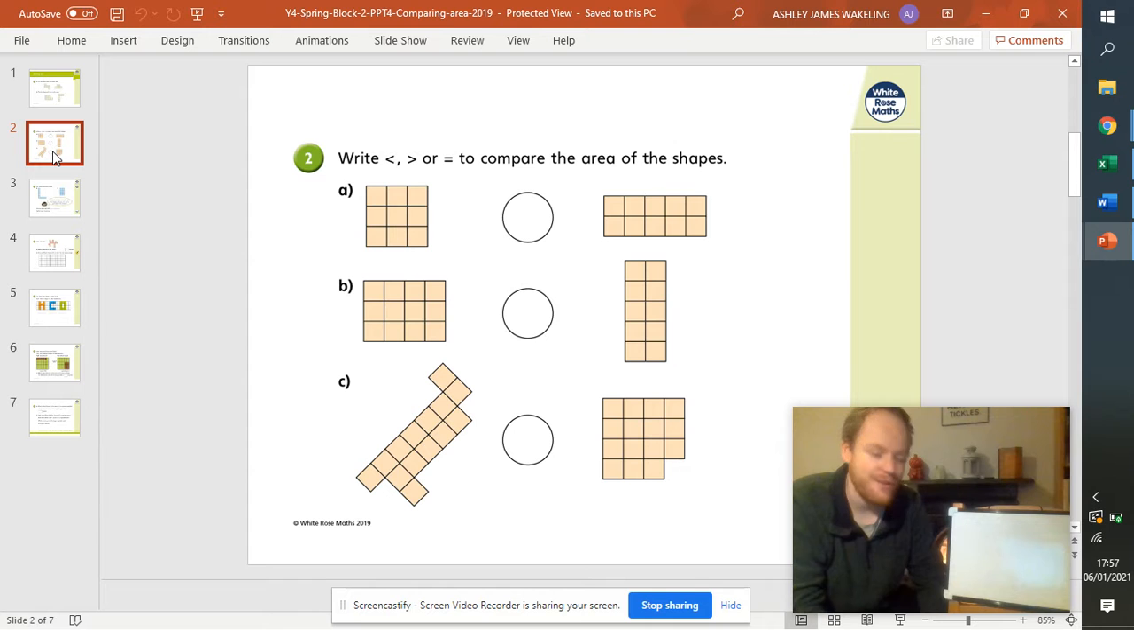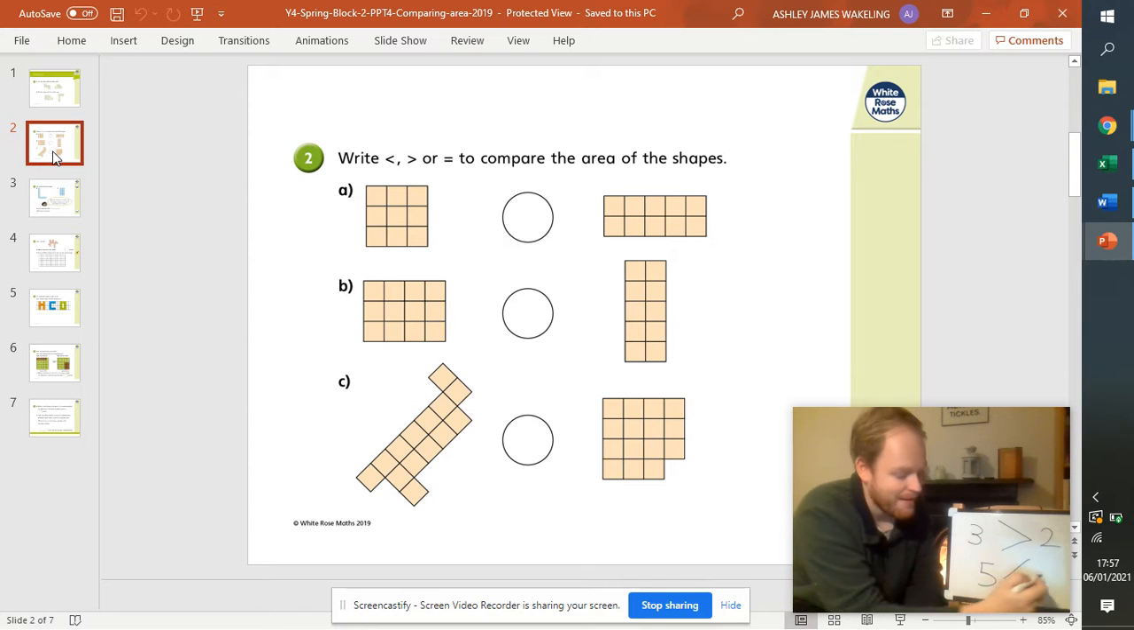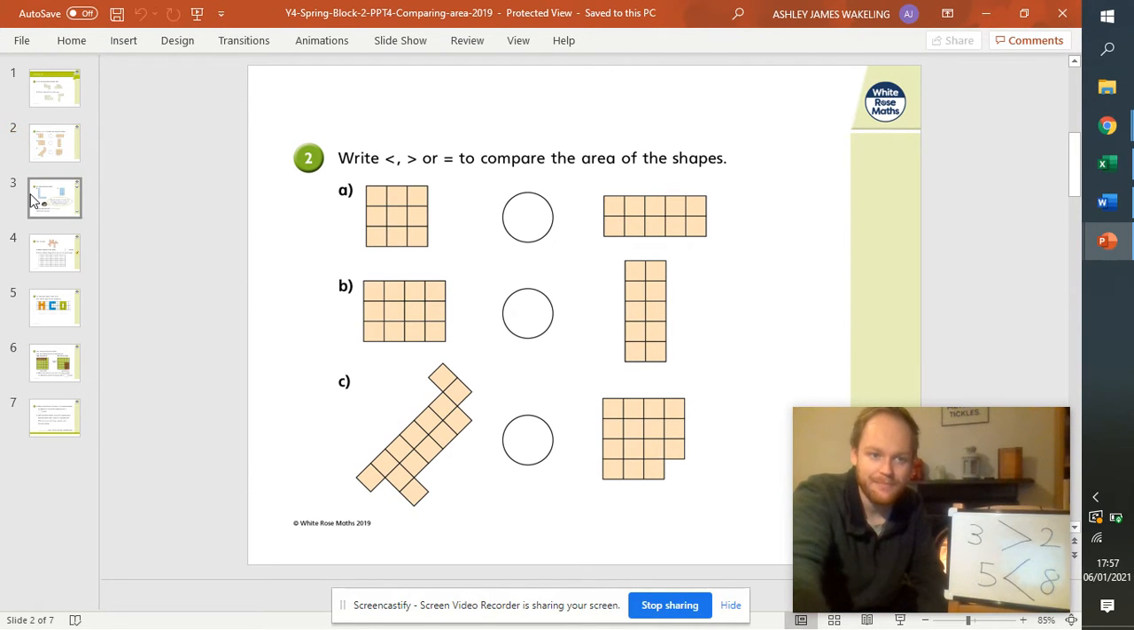Number 2 is asking you to use your greater than and your less than signs. Now remember, the crocodile always eats the bigger number. So for example, 3 is greater than 2, or 5 is less than 8. Okay, so that's how the crocodile shapes work. And you need to put those in the circles here.